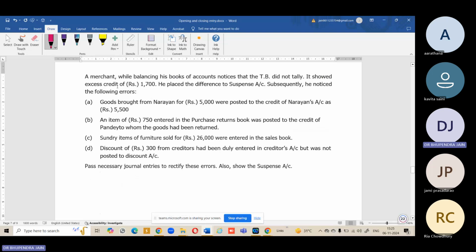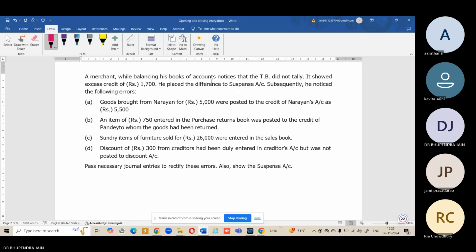A merchant, while balancing his books of account, noticed that the trial balance did not tally. It showed excess credit of 1,700. Then he placed the difference to suspense account. Whenever we make the total, there is a mistake of 1,700 on the credit side. And that's why the accountant rectified the mistake using the suspense account.